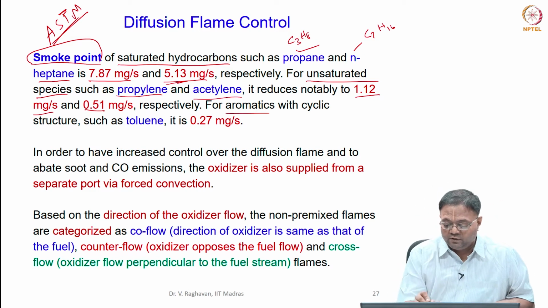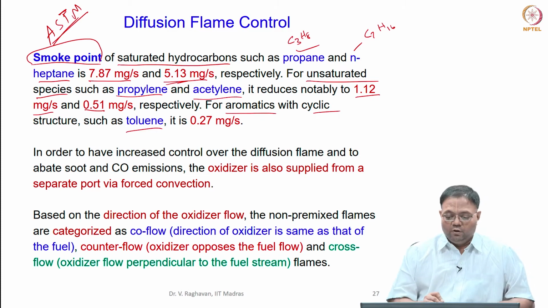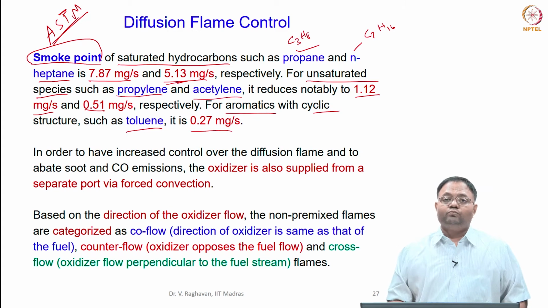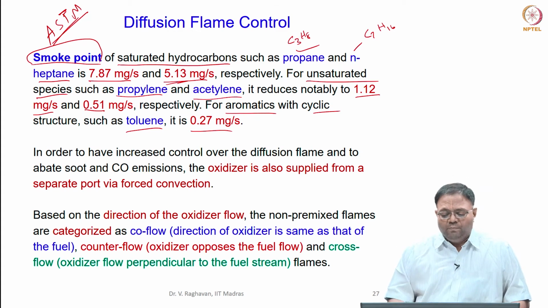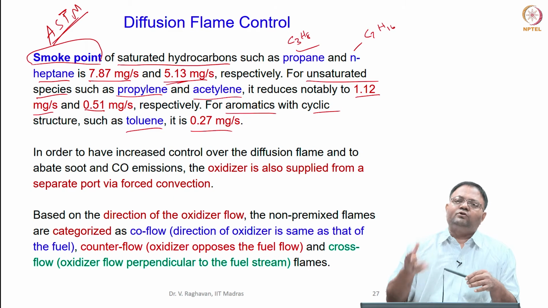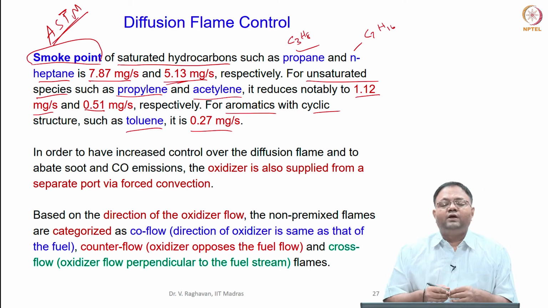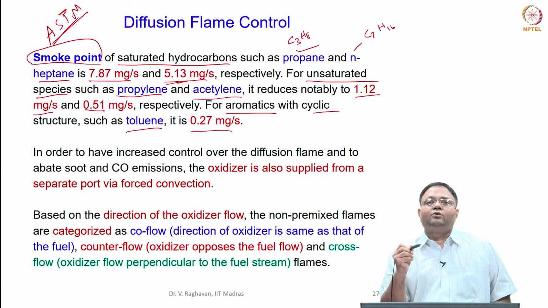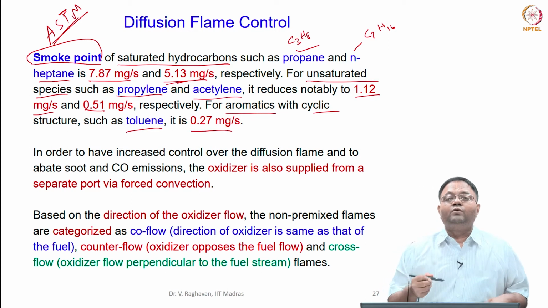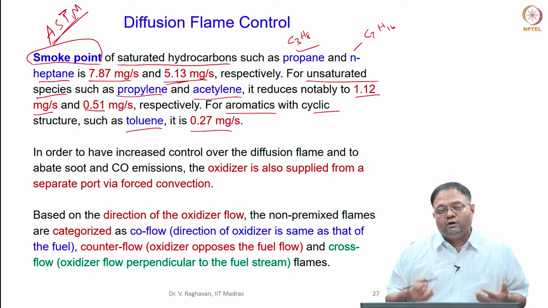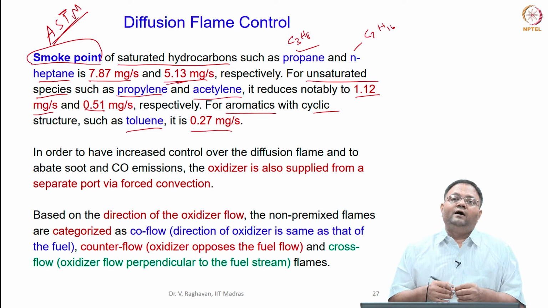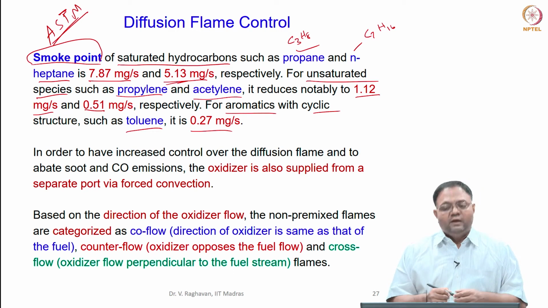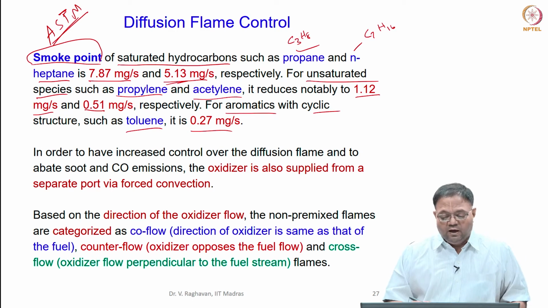Go for aromatics, cyclic hydrocarbons like toluene. You see that it still has about half of the acetylene smoke point flow rate. So based upon the fuel type, if you have unsaturated hydrocarbons, cyclic with double bonds, etc., then you will see that there is tremendous potential to form smoke. That is, the soot will be produced at a faster, higher rate, and it cannot be oxidized within the flame even at very low flow rates like this, resulting in smoke leaving the flame tip.